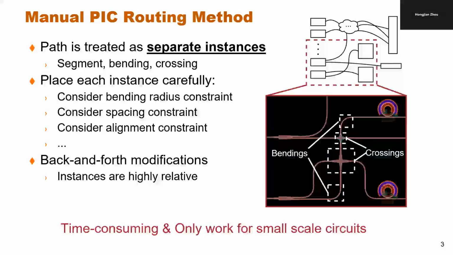But manual design is time-consuming. In PIC, the optical parts are treated as separate instances, such as segment, bending, and crossing. Each is a device in the photonic circuit. And the designer has to place each instance carefully, considering the bend radius, spacing, and alignment constraints, etc. Therefore, these instances are highly related and need back and forth modification, killing a lot of time. So this method only works for small scale circuits.